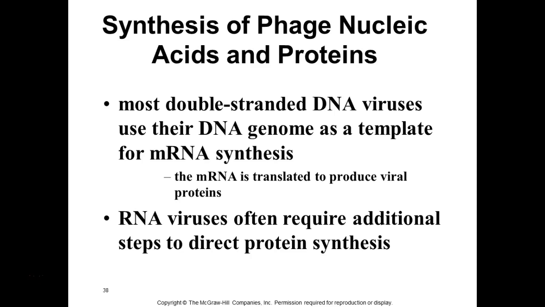So most double-stranded DNA viruses use their DNA genome as a template for messenger RNA synthesis. This is normally what happens in our cells, right? Our cells have got all the enzymes. They will do this for them. That messenger RNA then can be made into the viral proteins. RNA viruses, as we've already said, often require additional steps to direct protein synthesis, to make the protein coat for that virus, or the spikes that are going to need to be inserted into the membrane.